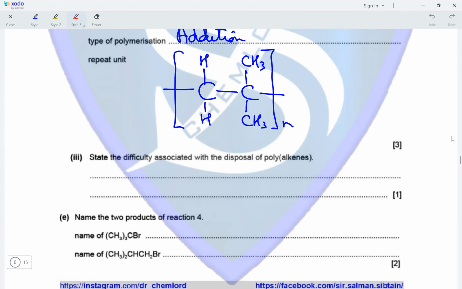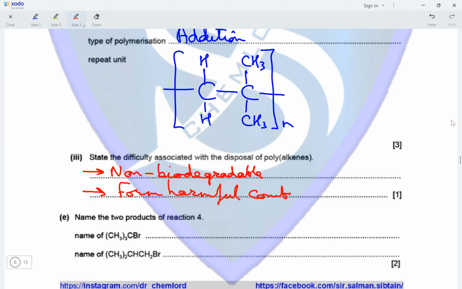State the difficulty associated with the disposal of polyalkenes. So polyalkenes are non-biodegradable because they do not contain any ester or amide bonds, and they form harmful combustion products. So they cannot be burnt as well.